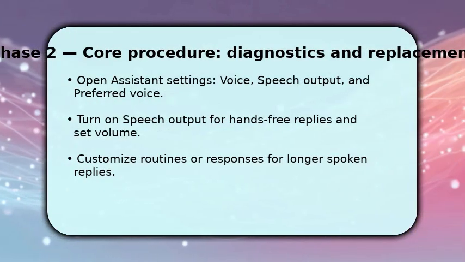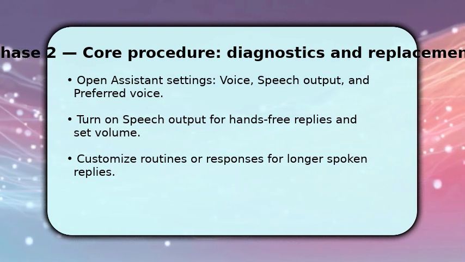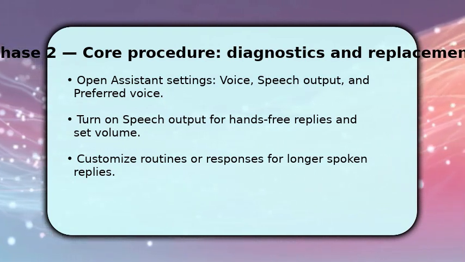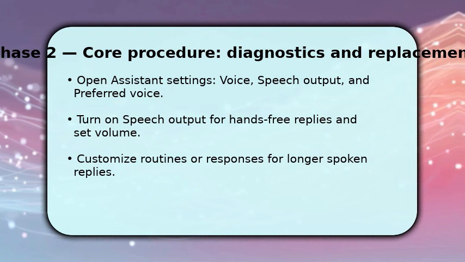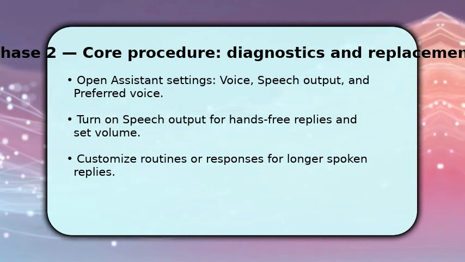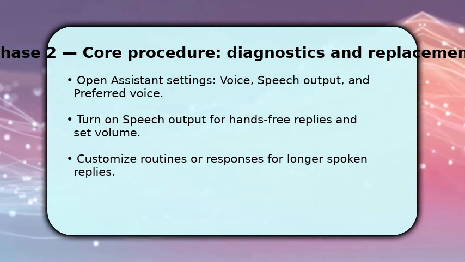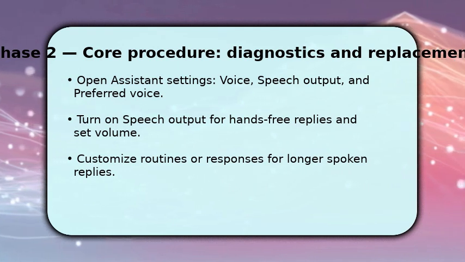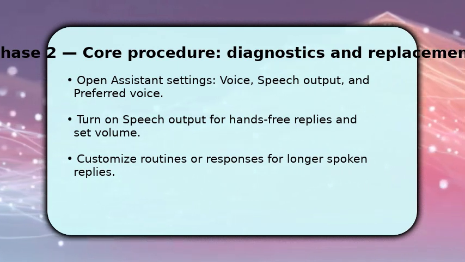Now configure how Assistant actually speaks. Open Assistant settings, tap voice or speech output, and make sure speech output is enabled. This forces spoken replies instead of just text. Adjust the Assistant volume and pick a voice that matches tone and clarity.